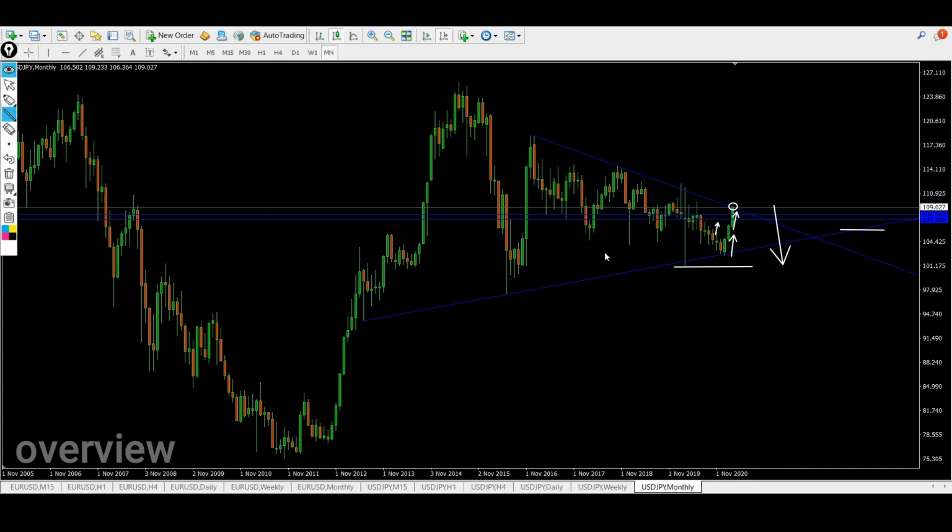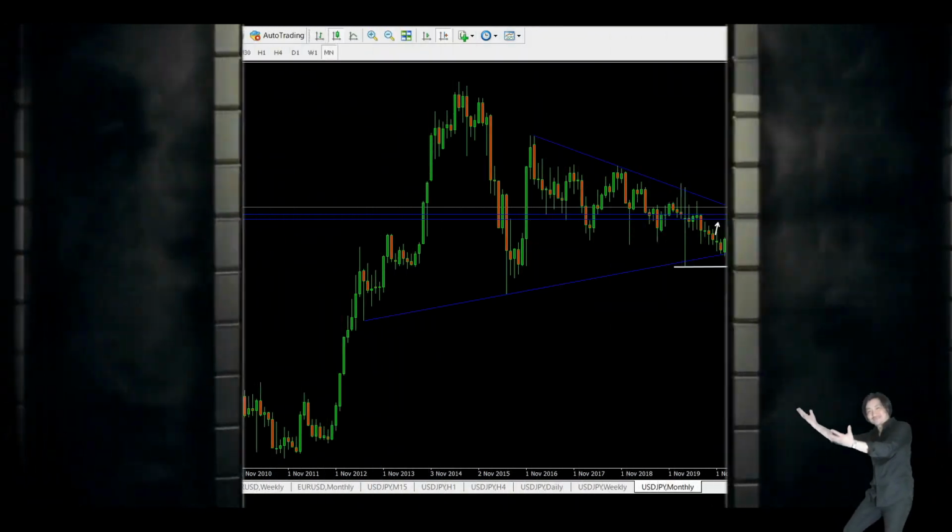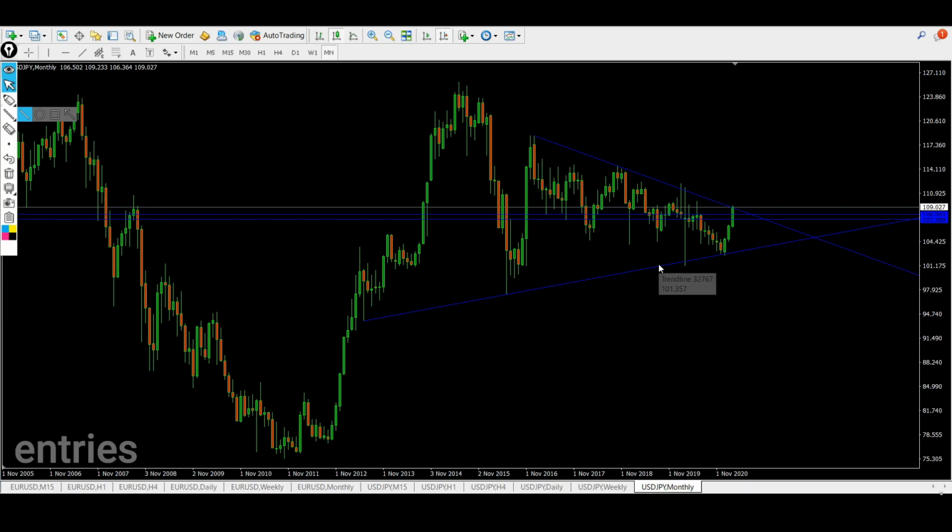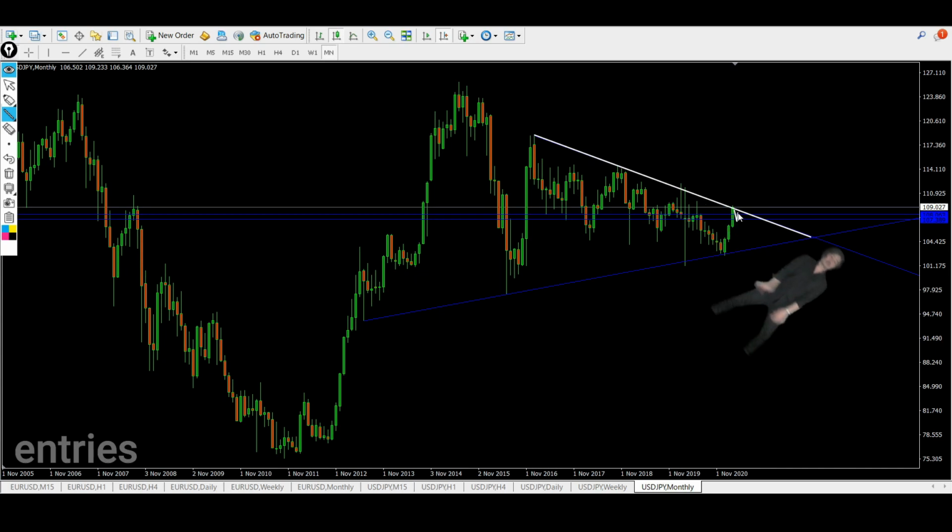Okay, so let's talk entries. Okay, we'll stay on the monthly chart. At this point, what we want is for this trend line from this pivot to this pivot to get respected with compact price action. Now this compact price action could be on the 4-hour or daily chart. It just has to be on this monthly trend line level.